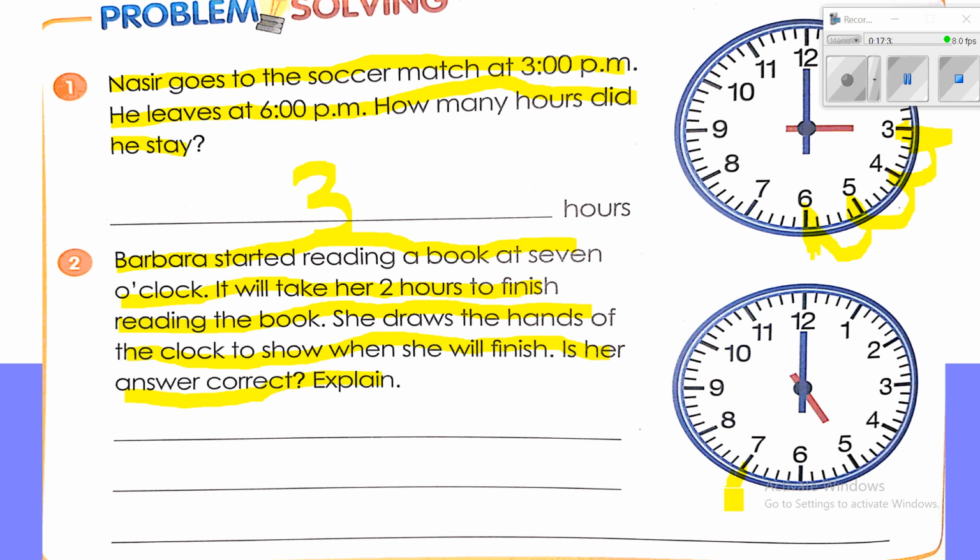So 2 hours later, 7 plus 2, perfect, it's 9. But she drew on 5. Is she correct? Yes? No, excellent. So, no.